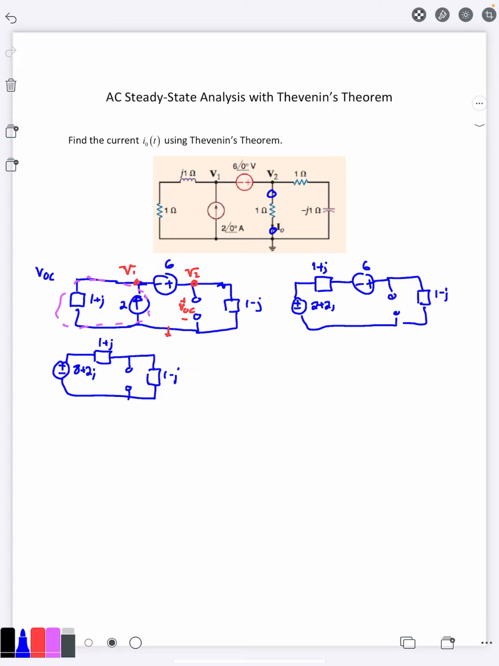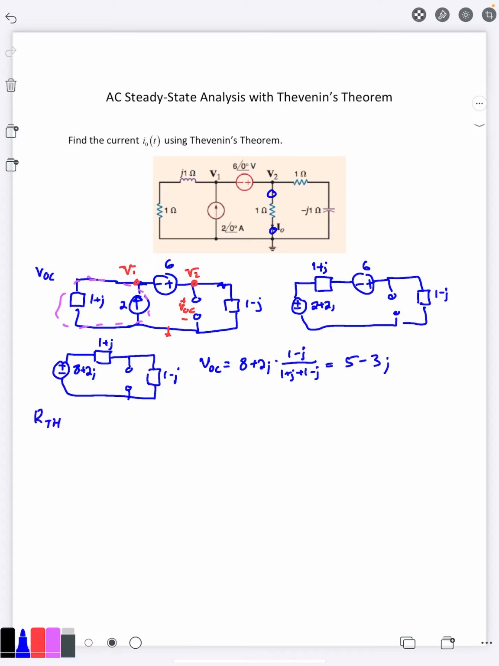Now at this point, since the open nodes for VOC is in parallel to the 1 minus J, I can just use a voltage divider here. So VOC is the total voltage times the impedance you're at over the sum of the impedances. And so if we go ahead and multiply this out here, I'm going to have 8 plus 2J times 1 minus J. And the denominator is just going to be 2 there. I'm going to get 5 minus 3J is my VOC. Then I need my R Thevenin.